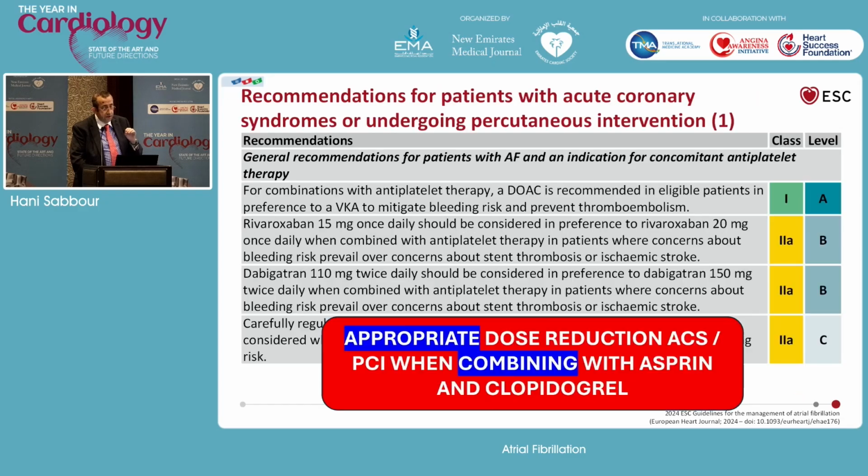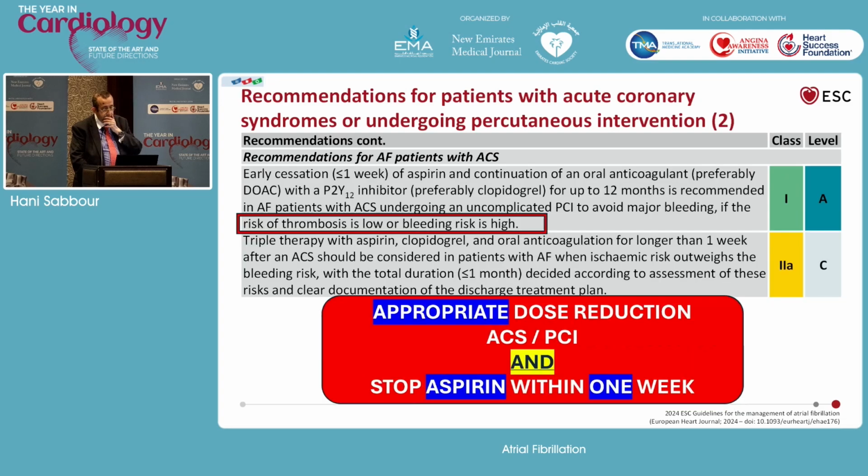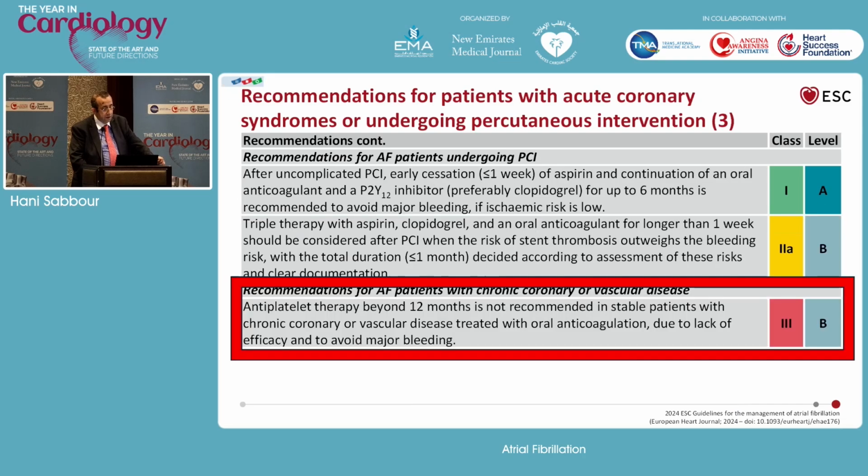Acute coronary syndrome. Again, appropriate dose reduction in ACS, PCI when combining with aspirin and clopidogrel, rivaroxaban 15 milligrams in combination, dabigatran 110 compared to 150, and then go back to the normal dose once the aspirin is out of the window. Risk of thrombosis and bleeding is a risk-benefit ratio. Again, appropriate dose reduction. In these cases, stop the aspirin within 1 week.